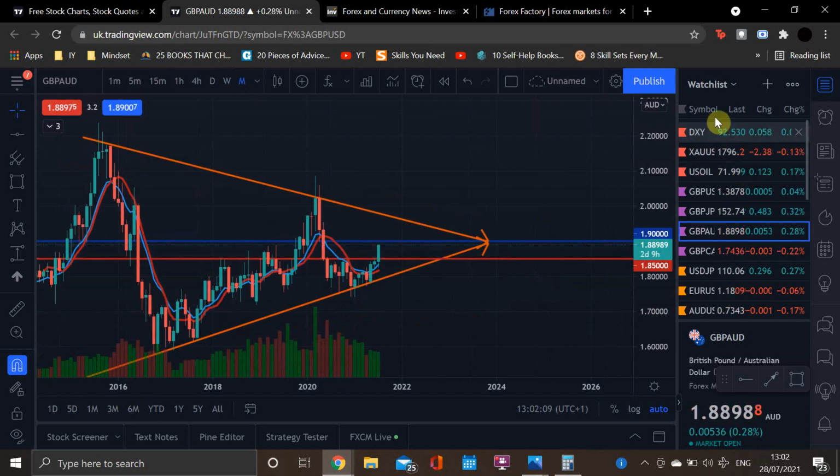DXY, I don't trade it, but it's just a confluence. Gold is a confluence one as well. I do plan on trading it. US oil, that is a commodity. It's probably the first biggest commodity. GBP USD is the main one out of the GBP pairs. GBP JPY, that's Japanese yen, Great British Pound, GBP AUD, Australian dollar, GBP CAD, Canadian dollar.